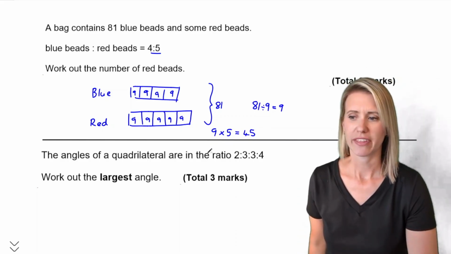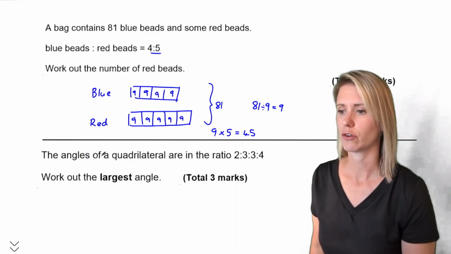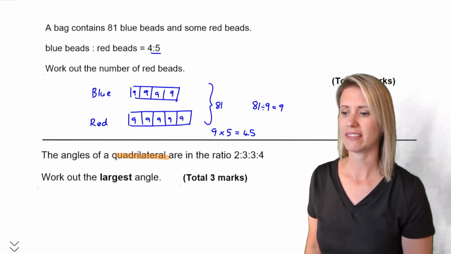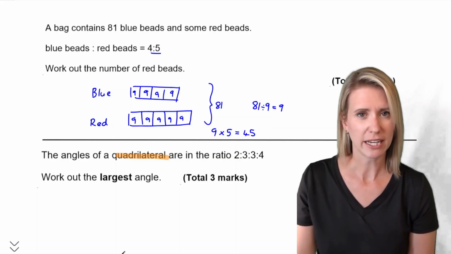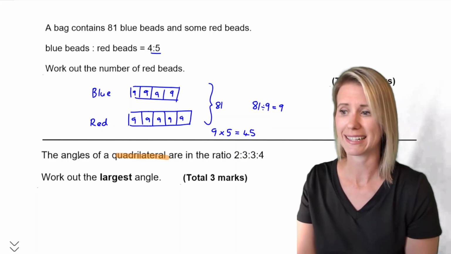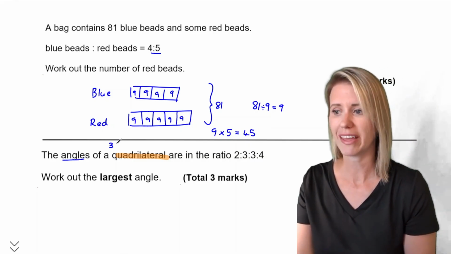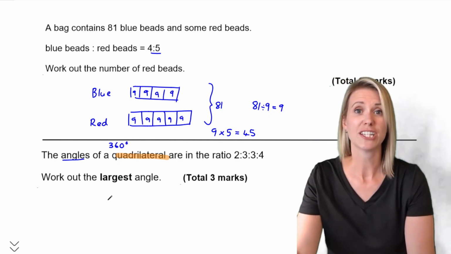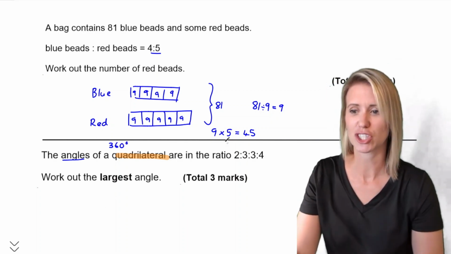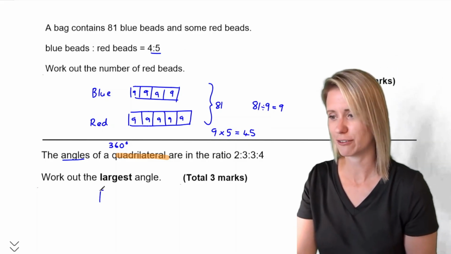Right, the next one, the angles of a quadrilateral. Angles of a quadrilateral are in the ratio 2 to 3 to 3 to 4. So what do we know about a quadrilateral and its angles in particular? We know that they add up to 360 degrees. So we are splitting 360 into the ratio 2 to 3 to 3 to 4.